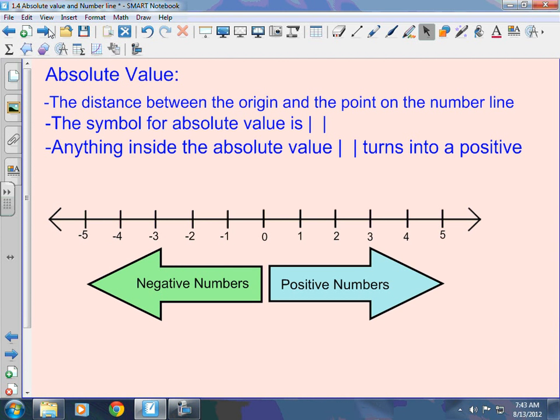Okay, absolute value. The definition for absolute value is on the screen. If you need to pause the video to write it down, please feel free to do so. Absolute value is the distance between the origin and the point on the number line. That makes no sense. So if you write that down, you're not going to understand what it means. Basically, absolute value is the distance a number is from 0.